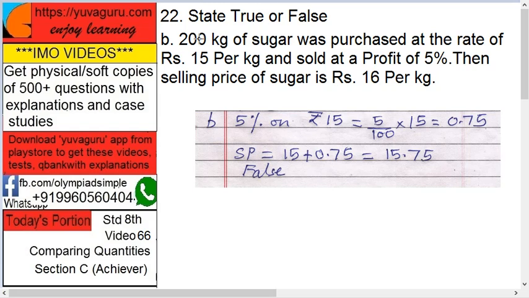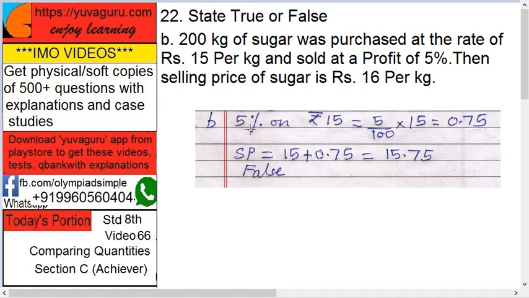Next, 200 kg of sugar was purchased at the rate of rupees 15 per kg and sold at 5% profit. Then the selling price of the sugar is rupees 16 per kg. We have to find it true or false. Here, cost price is given. This 200 kg has no meaning because we want it per kg only. So cost price is 15 per kg.